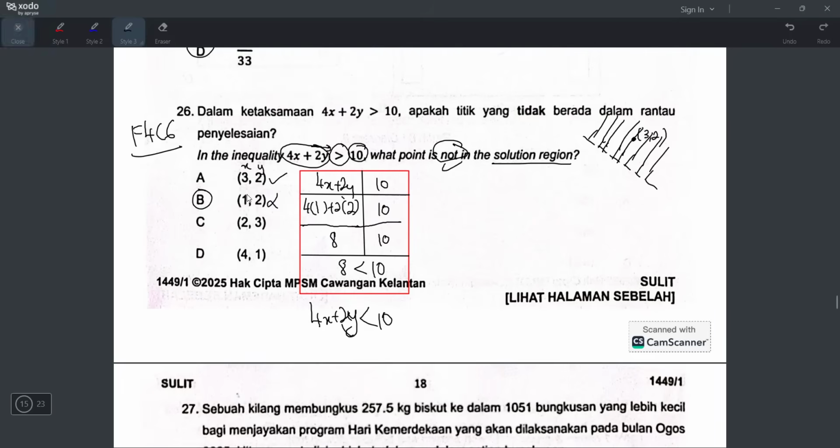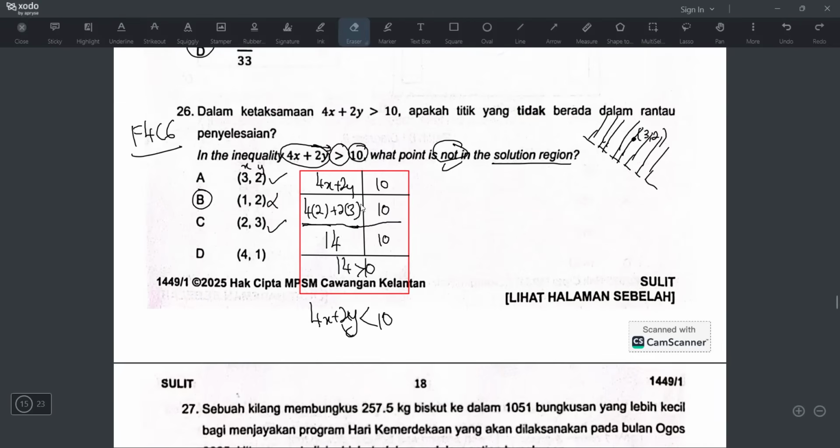Okay, I will explain the C and D also just to make you understand more. So I will erase. Okay, let's go for the C. 4x plus 2y. This time my x is 2, y is 3. 4 times 2 is 8. 8 plus 6 is 14. 14 is bigger than 10. That means this point 2, 3 is above the line lah, because the left hand side is bigger than the right hand side. That means 4x plus 2y is bigger than 10, so this point is above the line.